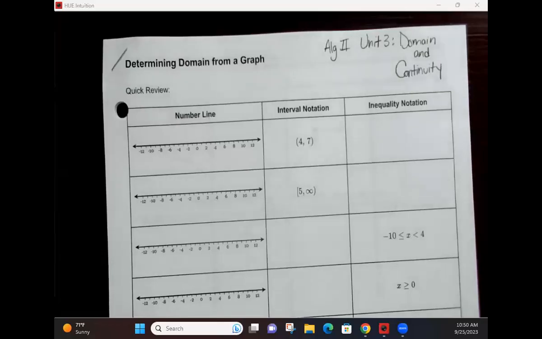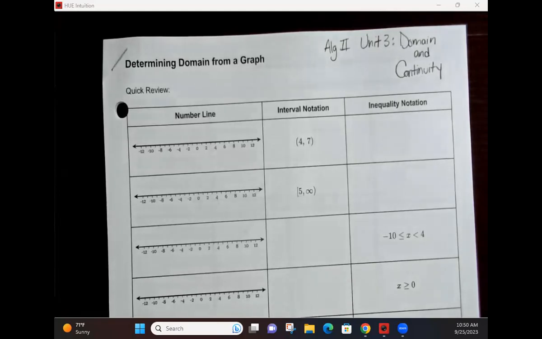So before we really get into describing domains for our functions, I want to do some review of notation. Now, we did use interval notation last year in Algebra 1, but again, I want to review it. And we're going to tie in that inequality notation that we have as well. I want to practice both because you will see both.